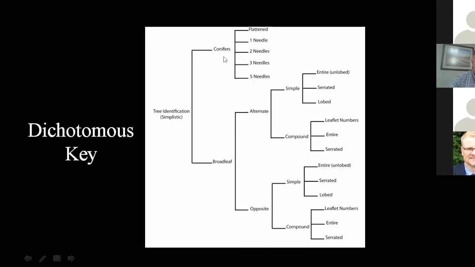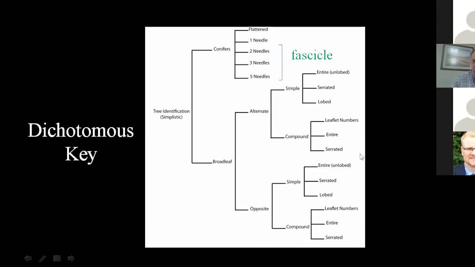Do we go conifer? Do we go broadleaf? If it's conifer, we have to look for fascicles, either flat or needle, one needle, or a fascicle of needles. So I've written the word fascicle in here. And then if we were looking at a broadleaf, a deciduous tree, it's either alternate branching or opposite branching. And then it becomes, is it simple or compound? Again, it's just a progression of getting you closer and closer.